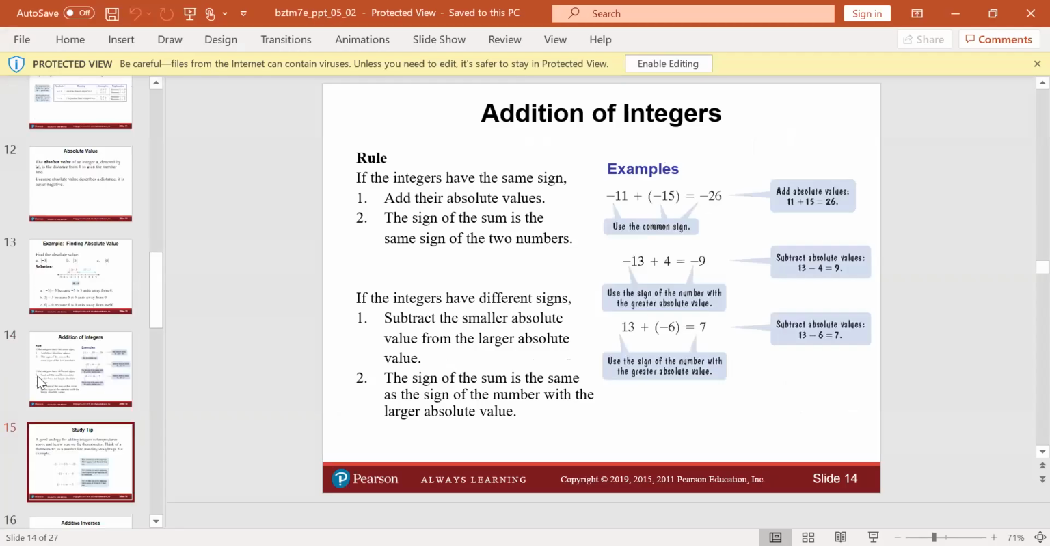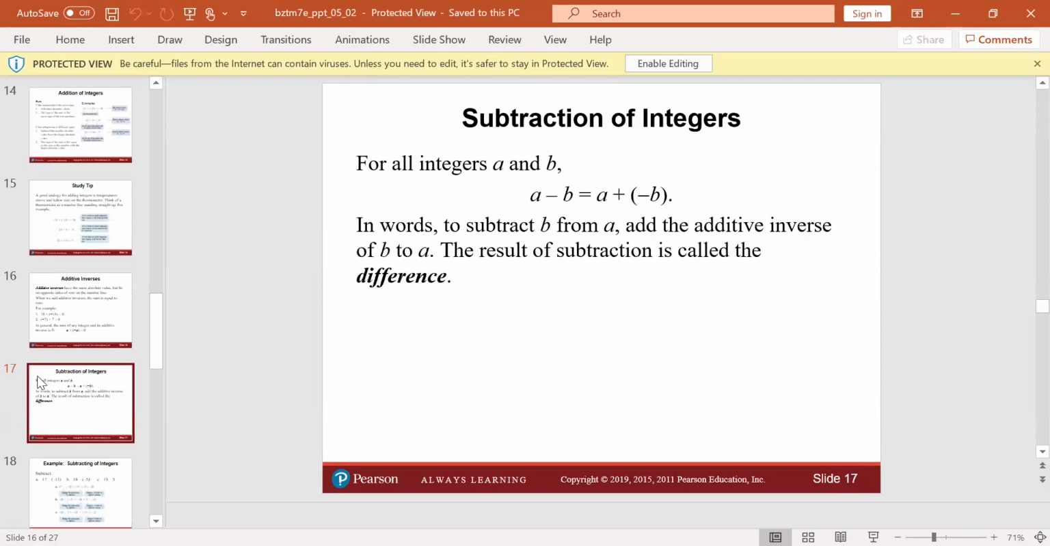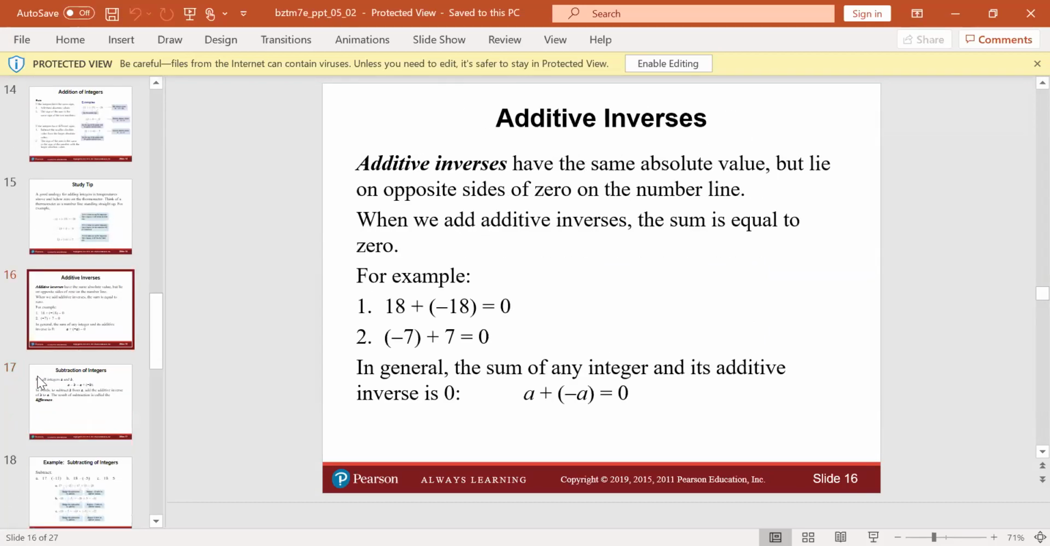Okay, so back to where we are. Let's go back to the PowerPoint here. So addition of integers, we kind of already talked about this. Subtraction. Now, the one thing I didn't mention is something called additive inverses. They like to use a lot of big multi-syllable words when it's not always necessary. Additive inverse, it's just what number do you need to add on to get it back to 0.